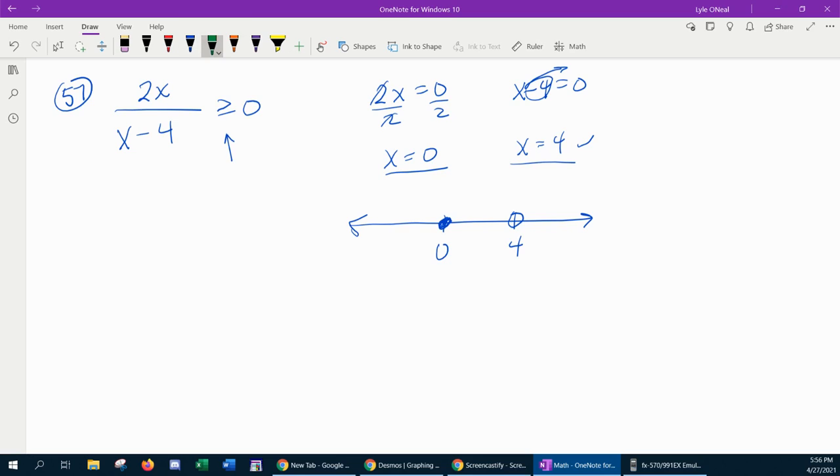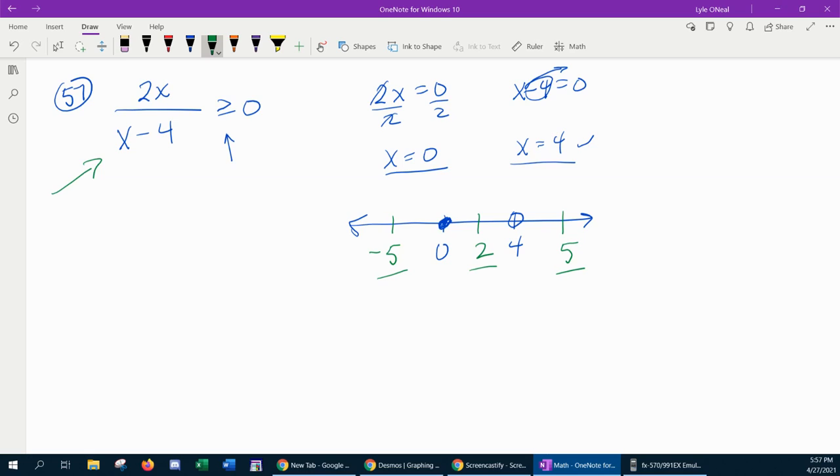Now I need test points. We have 3 regions, so I need 3 test points. So first I need a number less than 0. Let's say -5. Remember, you can pick anything that you want as long as it's in that region. I need a number between 0 and 4. Let's say 2. And then a number greater than 4. Let's say 5. So those would be adequate test points. I then need to take each test point and plug it into the inequality to see if we get a true or a false statement.